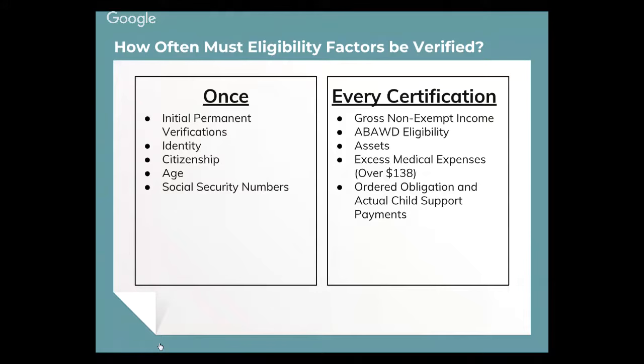Those typically do not change within a lifetime. Some things that we might need to verify every single certification period would be gross non-exempt income. We need to verify that every single time they come in. ABOD eligibility. Assets, their bank accounts, liquid resources, those things we need to verify every time. Excess medical expenses, if they are receiving the deduction for more than $138 a month in medical expenses, we would need to verify that at every single recertification. And then also the ordered obligation and actual child support payments. We need to verify that every single application as well.